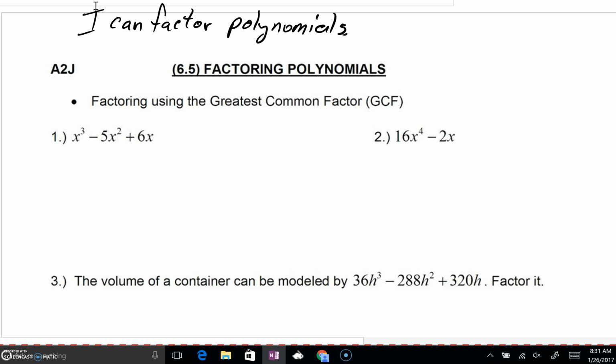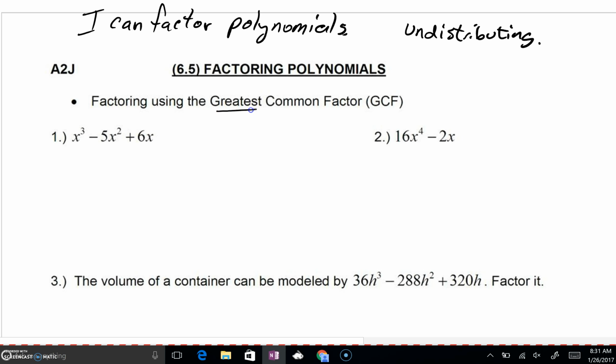Okay, starting with section 6.5, you can see our learning target is I can factor polynomials. Factoring is really undistributing, or reverse distributing if you'd like. If distributing is technically multiplying, undistributing or factoring is dividing. It's undoing that. So imagine that we have number 1 here.